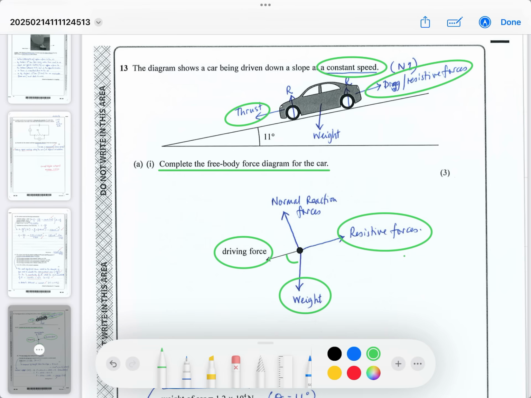Okay, and then remember the reaction, which is on all the wheels, obviously, the normal reaction or the normal contact force will be at right angles to the plane of the slope. Make sense? So that's how you get 3 marks. 1 for resistive forces, 1 for the weight downwards, and 1 for the driving force, which is, oh no, that was given, so that's not correct.